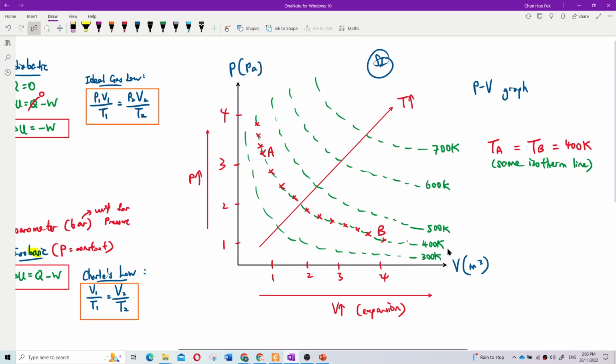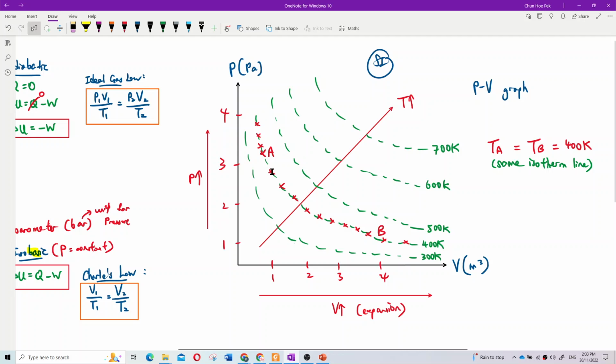Understand or not? All the points along this isothermal line, we call it isotherm line, same temperature line. It is a curve. My curve is not beautiful. Your line is more beautiful than mine. So all the points over here have the same temperature, 400 Kelvin. So the temperature at A and B is the same.